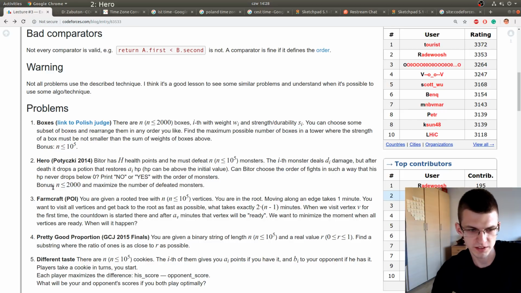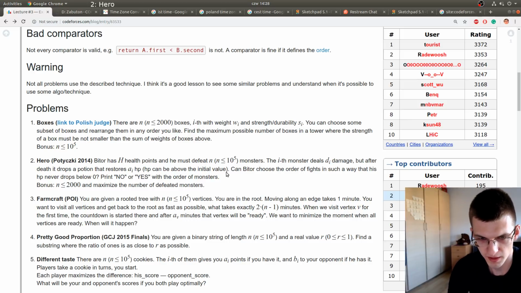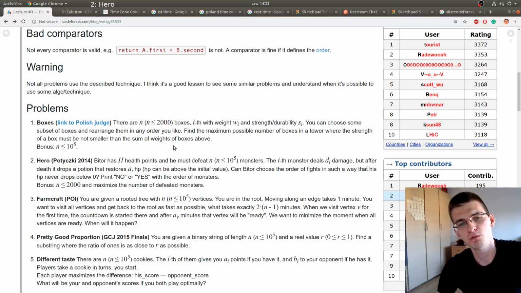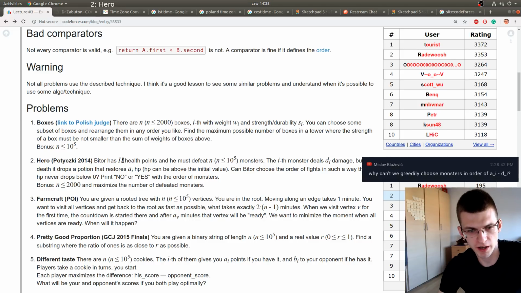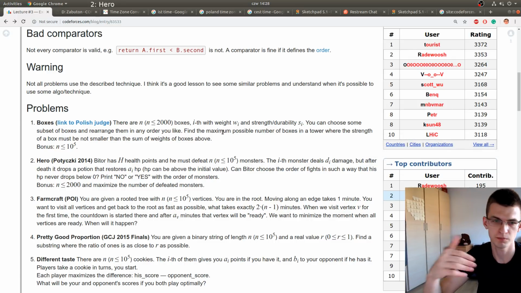And the bonus is n up to 2000, where we should maximize the number of defeated monsters. You can guess already that the first part is just about sorting. So we'll use our technique to sort monsters in a good order, and we'll see whether we could defeat them. Also, it could be used if, for example, the question was what is the minimum possible initial value h so that we would be alive. Then we could binary search this value maybe, and then try the ordering.